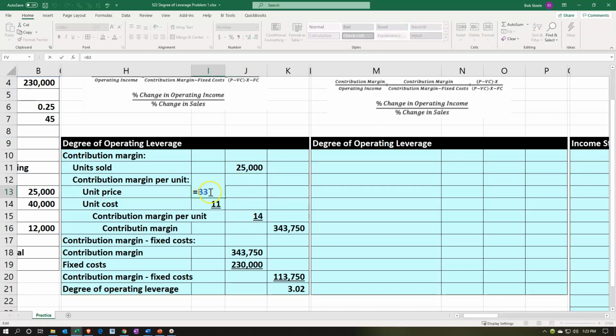Double click in here. That's coming from the data. I want to make it an absolute reference. F4 on the keyboard, $ before the B and the 3. This one, double click, and that's coming from the data. $ before the B and the 6. By selecting F4, I'm going to put my cursor in the B7. Select F4, $ before the B and the 7.